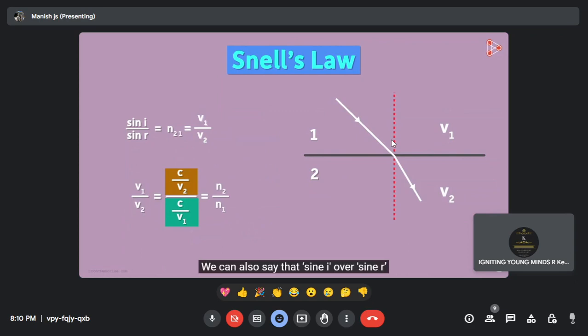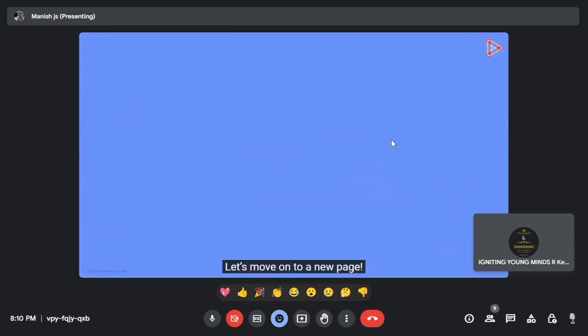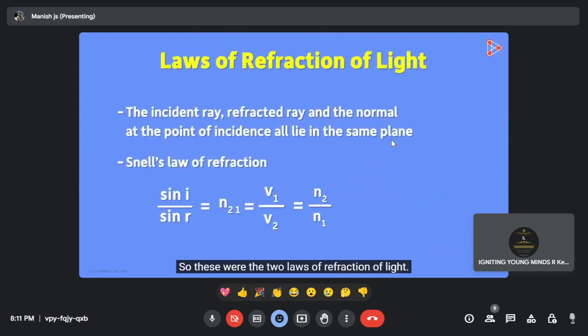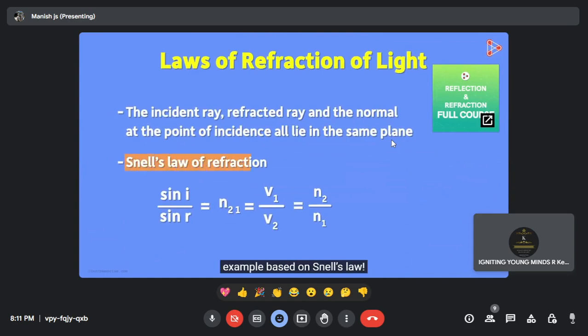We can also say that sin I over sin R is N2 over N1, where N2 and N1 are the absolute refractive indices of media 2 and 1 respectively. Hope you understood this well. Let's move on to a new page. So these were the two laws of refraction of light. In the next lesson, we will solve a simple example based on Snell's law.